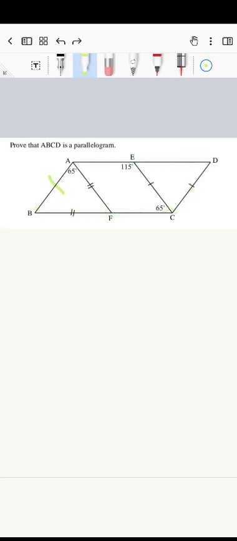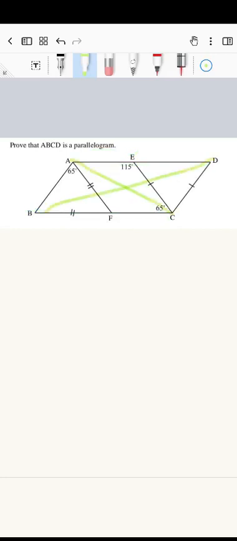There are another two proofs that we can look at. The other one is to prove that one pair of sides, so this pair of sides, are both equal in length as well as parallel. So if I can prove that that side and this side are both equal to each other and both parallel, then I've also proven this is a parallelogram.